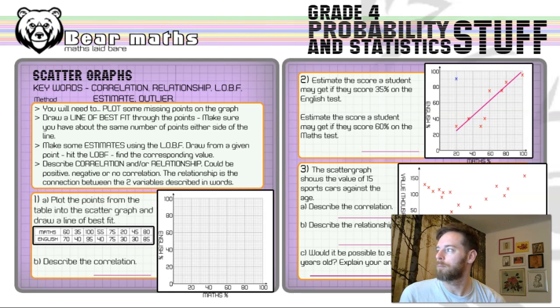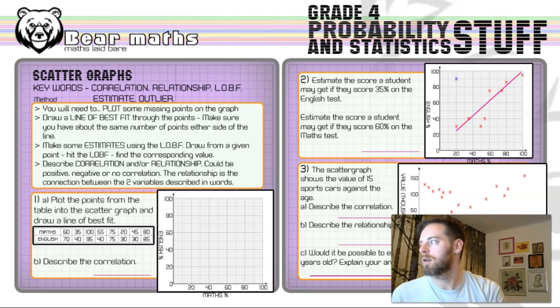Draw from a given point that you are given in the particular question. Hit the line of best fit, find the corresponding value on the other axis, and then describe the correlation and/or relationship. Could be positive, negative, or no correlation. Relationship is a connection between two variables described in words.